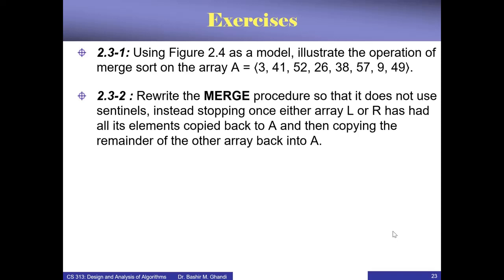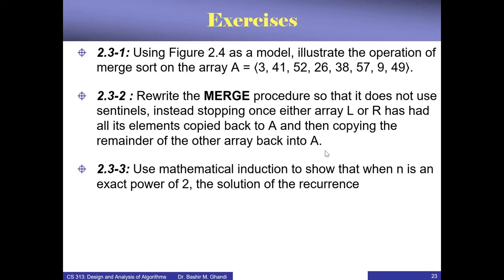Second problem, rewrite the merge procedure so that it doesn't use sentinels. Instead, it will stop once either array L or R has all its elements copied, and then copy the remainder of the other array back to A. So you have to be checking each time, have we finished at least one of the arrays? If yes, then all we have to do is copy the remainder of the other array back to A. This is exercise 2.3-2 in the book.